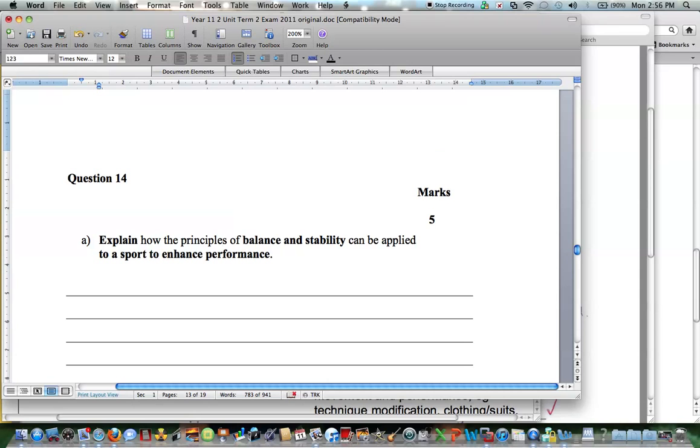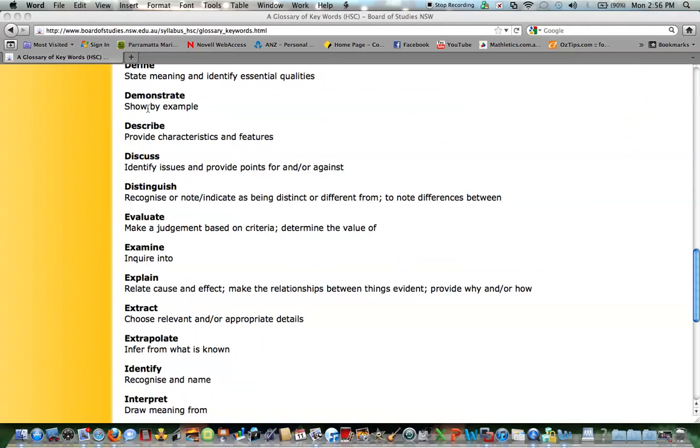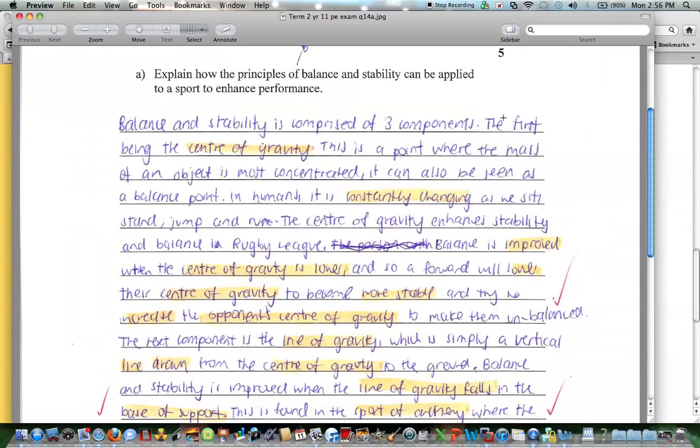So we've seen the dot point, we know where it's from. We'll go and have a look at our sample answer now. Sorry, the key term being explain: relate cause and effect, make the relationship between things evident, provide why and/or how. So what's the relationship between the principles of balance and stability and someone enhancing their performance?